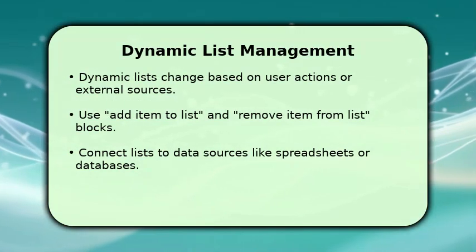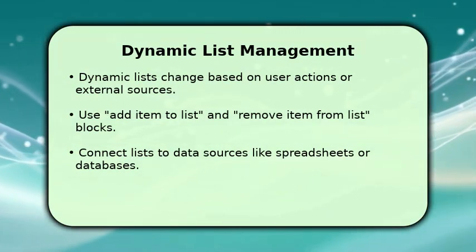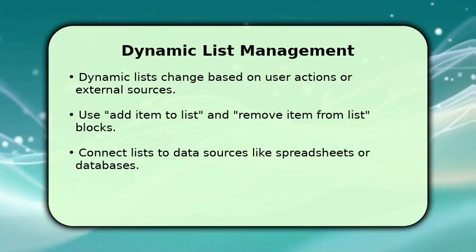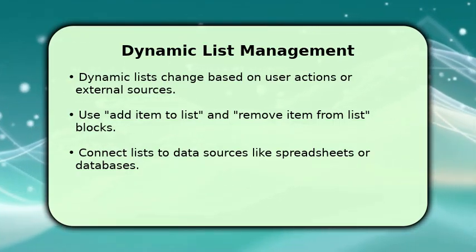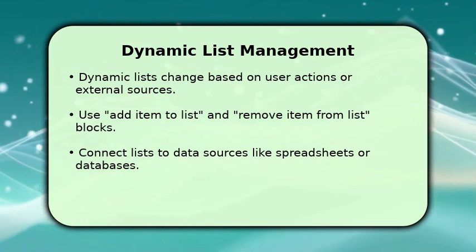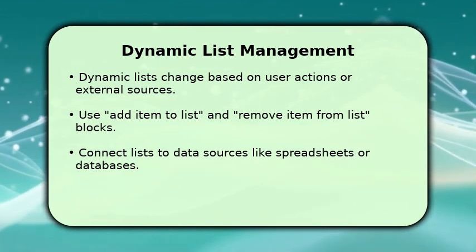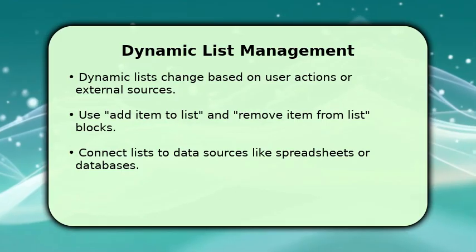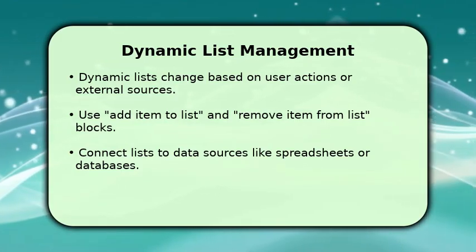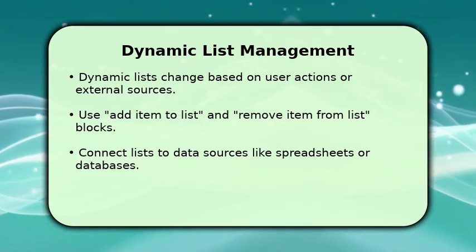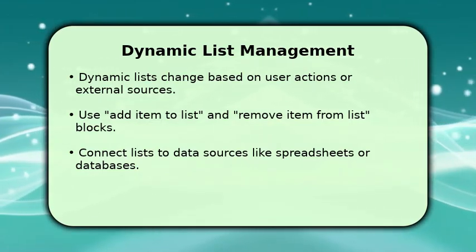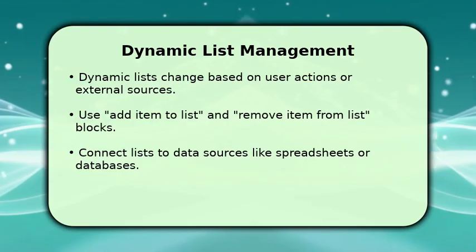Next, let's explore dynamic lists, which are far more flexible. These lists can grow or shrink as your app runs, responding to user input or data from external sources. You will use blocks like Add Item to List to append new entries and Remove Item from List to delete existing ones. Imagine a shopping cart where items are added and removed, or a to-do list that updates in real time. Dynamic lists are powerful for interactive applications.